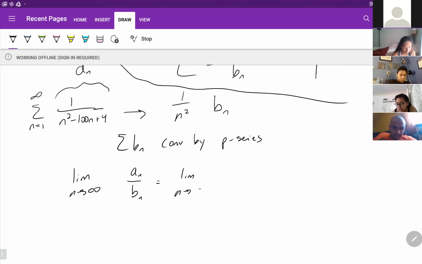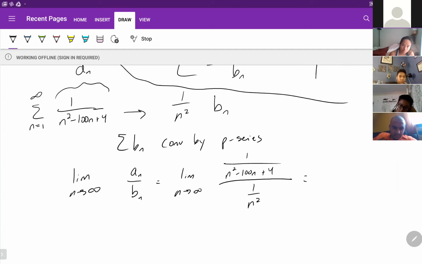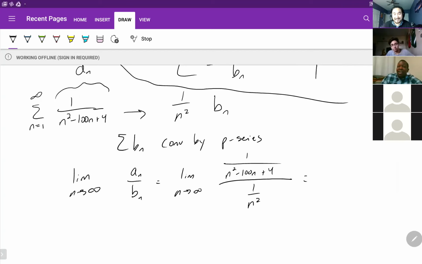So this becomes 1 over n squared minus 100n plus 4 all over 1 over n squared. We simplify here, right? Did you guys ever learn outers over inners? I believe I know what you're talking about. You guys learned it but, like, never used it. The flip nonsense, right? Oh yeah. Whatever.